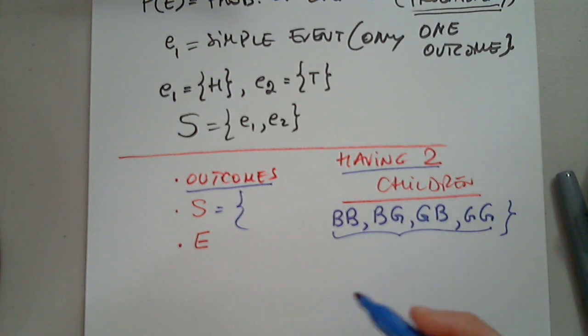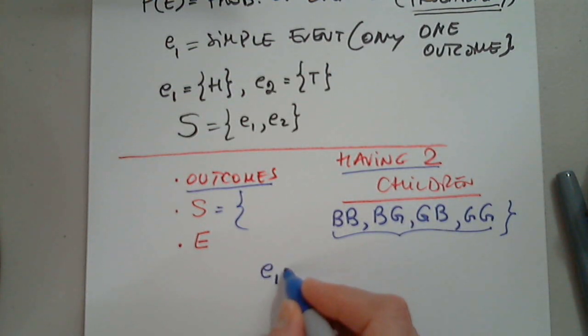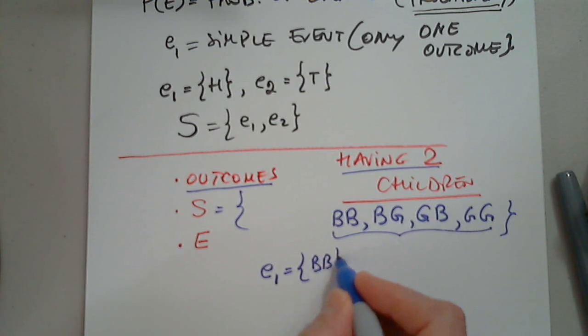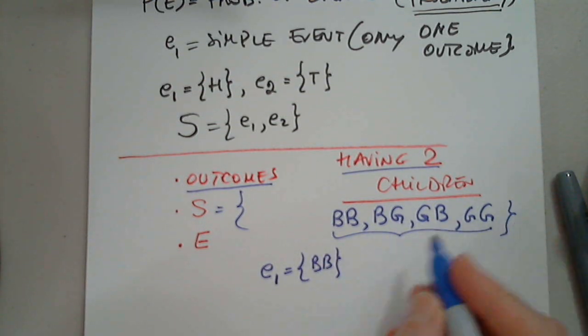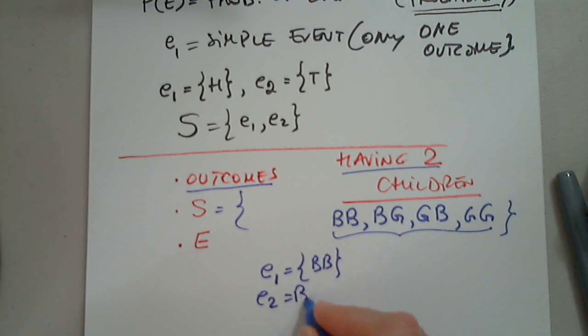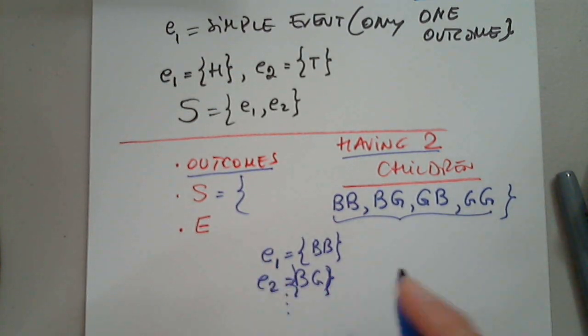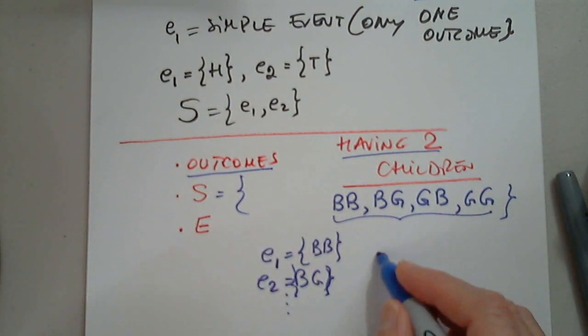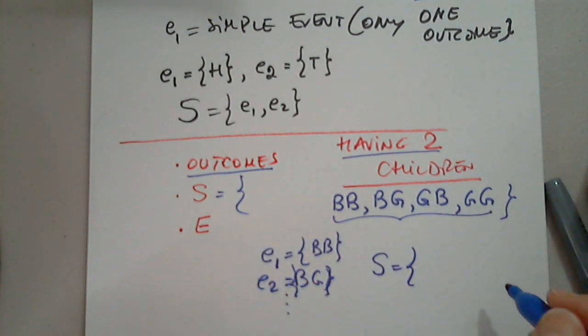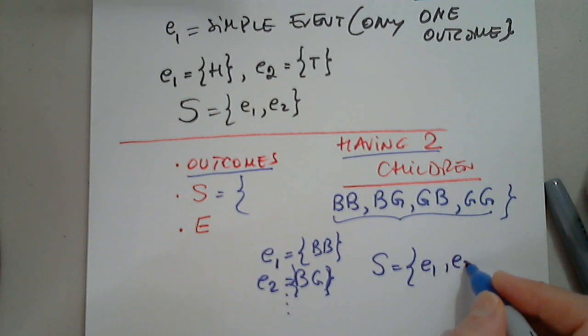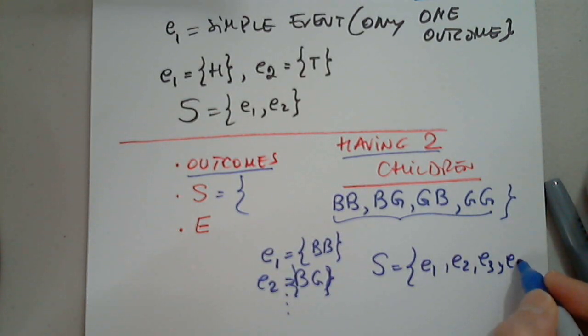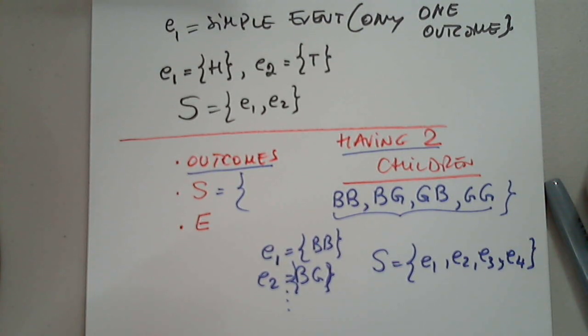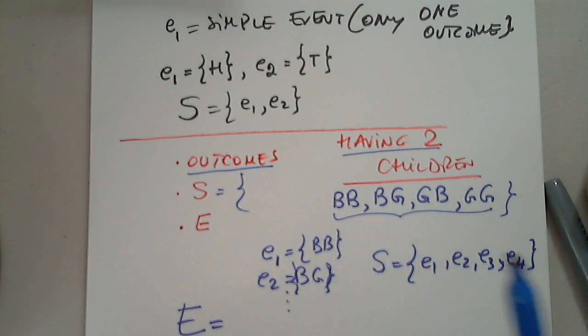Okay, so a simple event, E1, is just boy-boy, for example, or any of these. E2 will be the next one, and so on. And then how do I write the sample space? I can write the sample space as all possible outcomes: E1, E2, E3, E4. Any event that you want to pick is, let's say, E1 with E2.